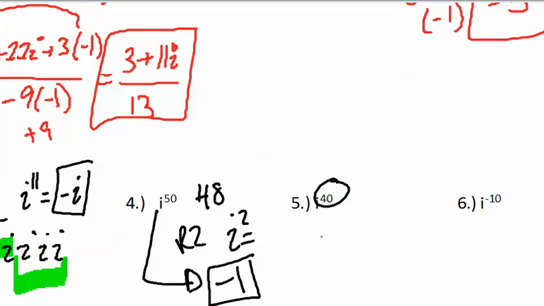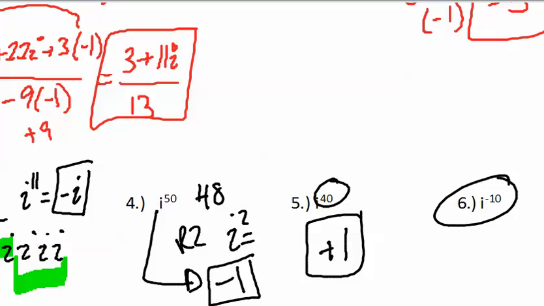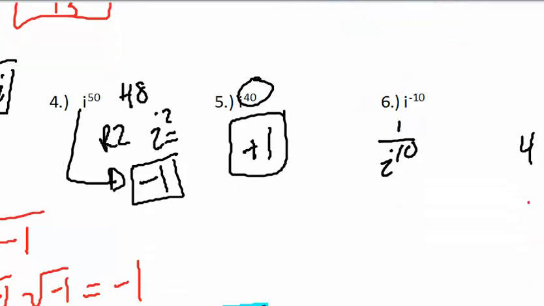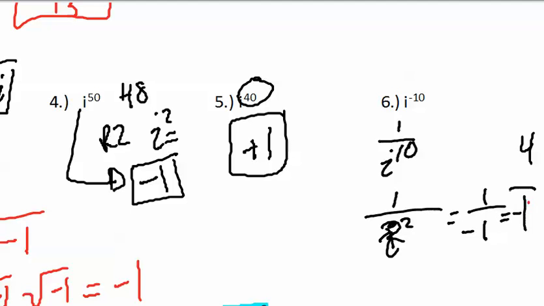So 4 goes into 40 evenly, 10 times. So all those 4s would be paired off, so that is just positive 1. All right, hopefully some of you caught on to number 6, i to the negative 10th. Well, negative exponents, you need to move them down to the denominator. So it's 1 over i to the 10th. Again, you're going to do the same thing. How many times can 4 go into 10? That's twice, with a remainder of 2. So now I'm really looking at i squared, which is negative 1. So that's going to simplify to negative 1.